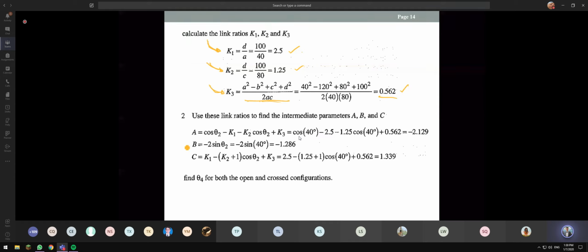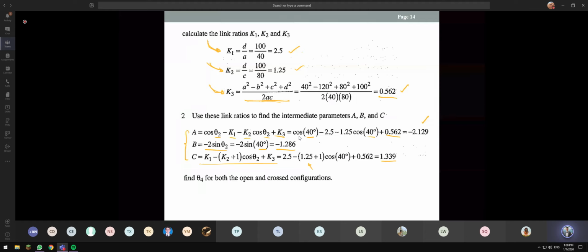Again, after we get all the K, then we can find this A, B, C using the information we have. Theta 2 is given as 40 degrees. We have K1 as 2.5, K2 as 1.25, and K3 is 0.562. So you get A is minus 2.129. Then B is given with this formula, so substitute the 40 degrees, and we get minus 1.286. And then C, we have the formulas here, so substitute all the values we have calculated, and we get 1.339.